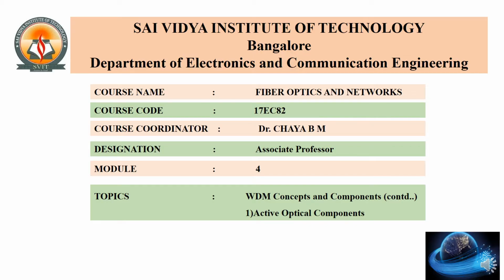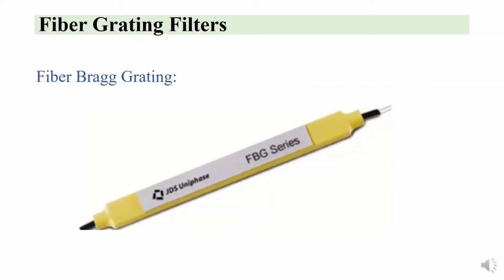In this video, let us look into the concepts of active optical components used in wavelength division multiplexing. Fiber grating filters. Let's try to understand what fiber Bragg gratings are. These are a type of distributed Bragg reflector constructed in a short segment of an optical fiber. This construction is made to reflect a particular wavelength of light and transmit all other wavelengths.